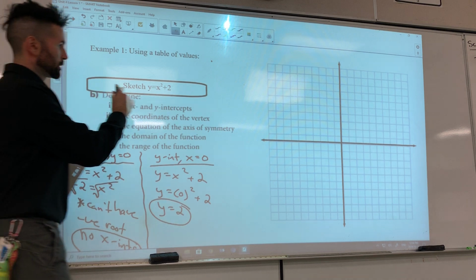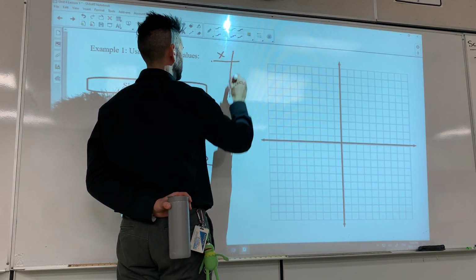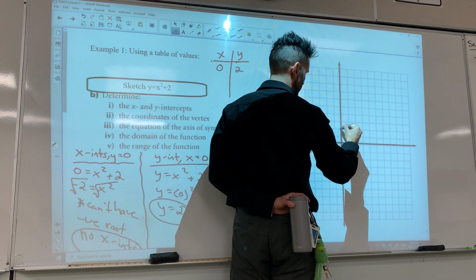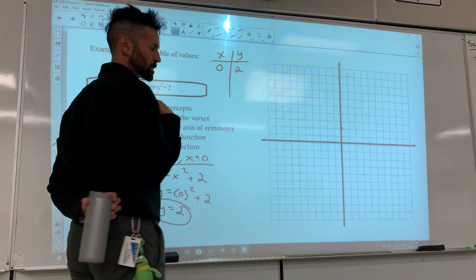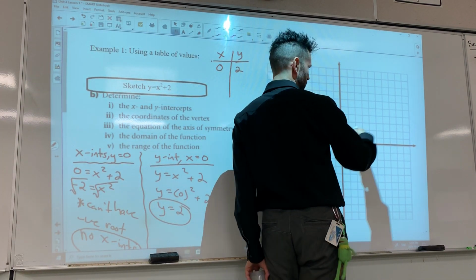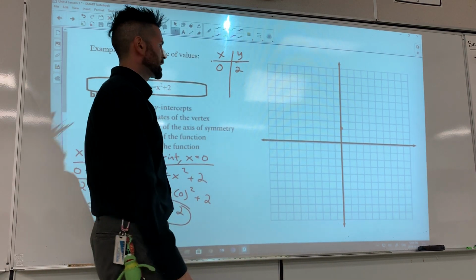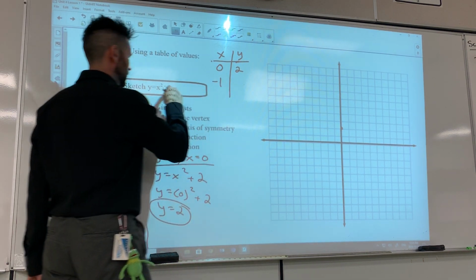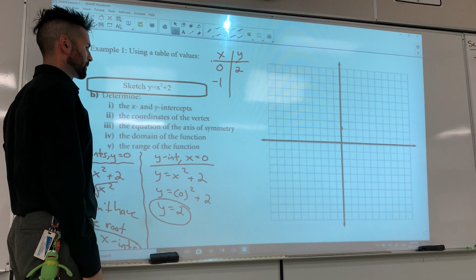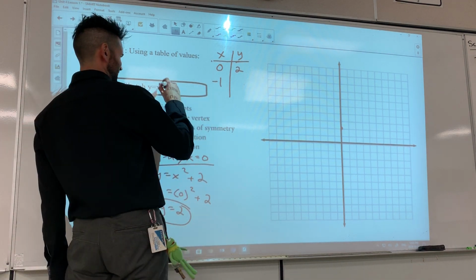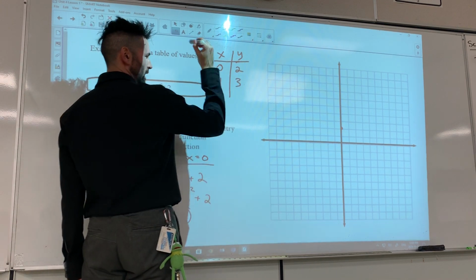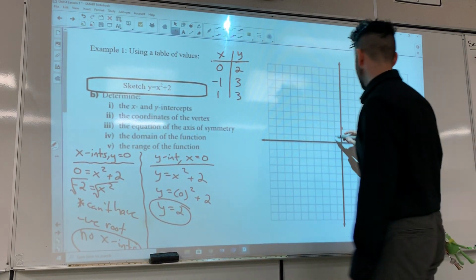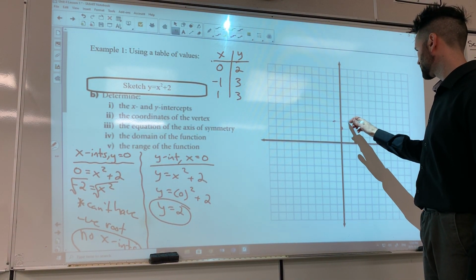So I think we've got some room over here. We know that when x is 0, y is 2. So we're up here. Now we're going to pick what I call the smart points. For a parabola, you need some points to the right and some points to the left. So what would be an easy x value to choose? Negative 1, perfect. So you plug in negative 1, what do you get? Wait, negative 1 squared is 1, plus 2 is 3. When I plug in positive 1, same thing, 3. Let's start sketching. So when x is negative 1, y is 3. When x is positive 1, y is 3.